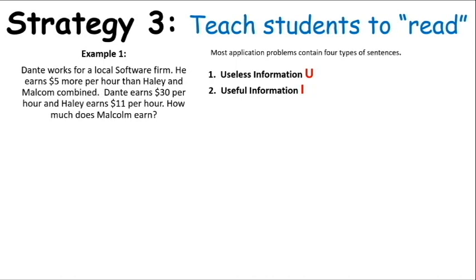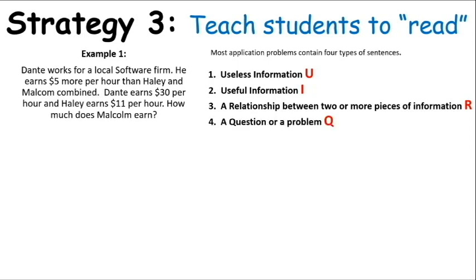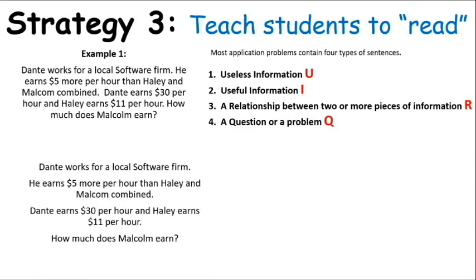There's useful information, and I'll talk with my students about the fact that useful information is often a number or a measurement. Third, we're looking at relationship sentences where 2 or more pieces of information that we might consider to be useful are compared. And lastly, we're looking for a question or a problem. Notice I've used the letters U, I, R, and Q given here in red to help delineate which sentence is which. Then I've gone through and I've rewritten the word problem so that we can see each sentence separately.